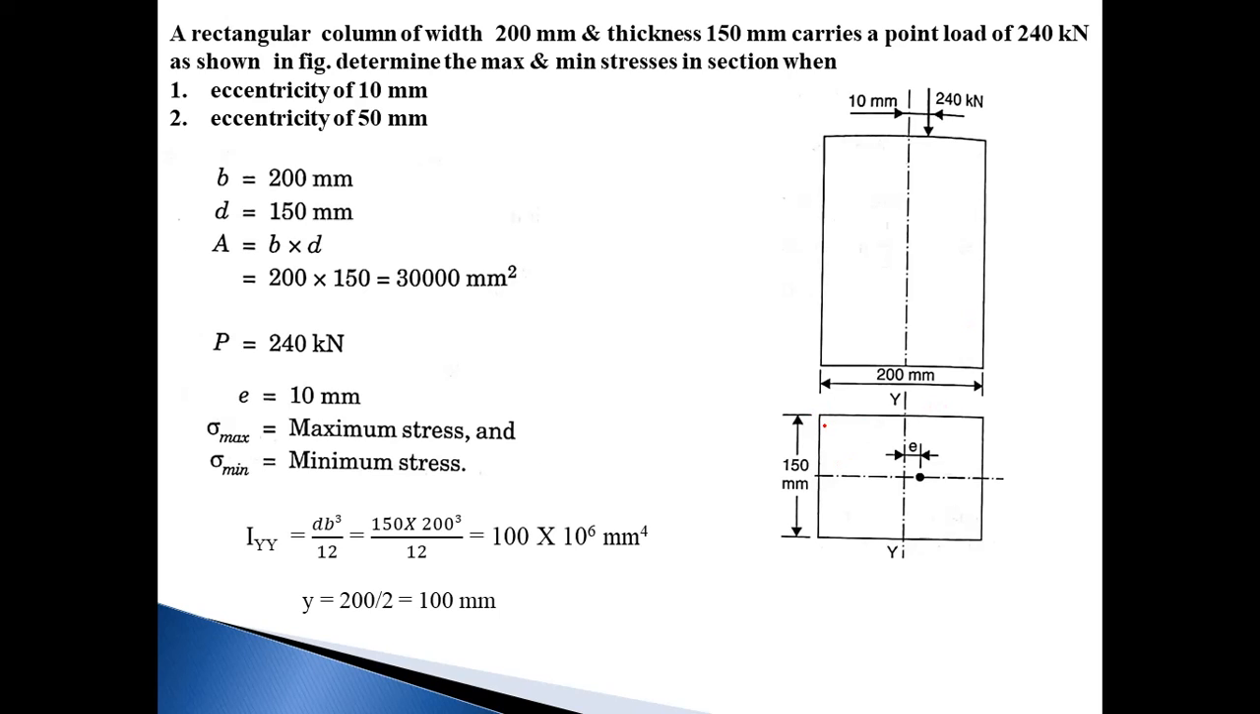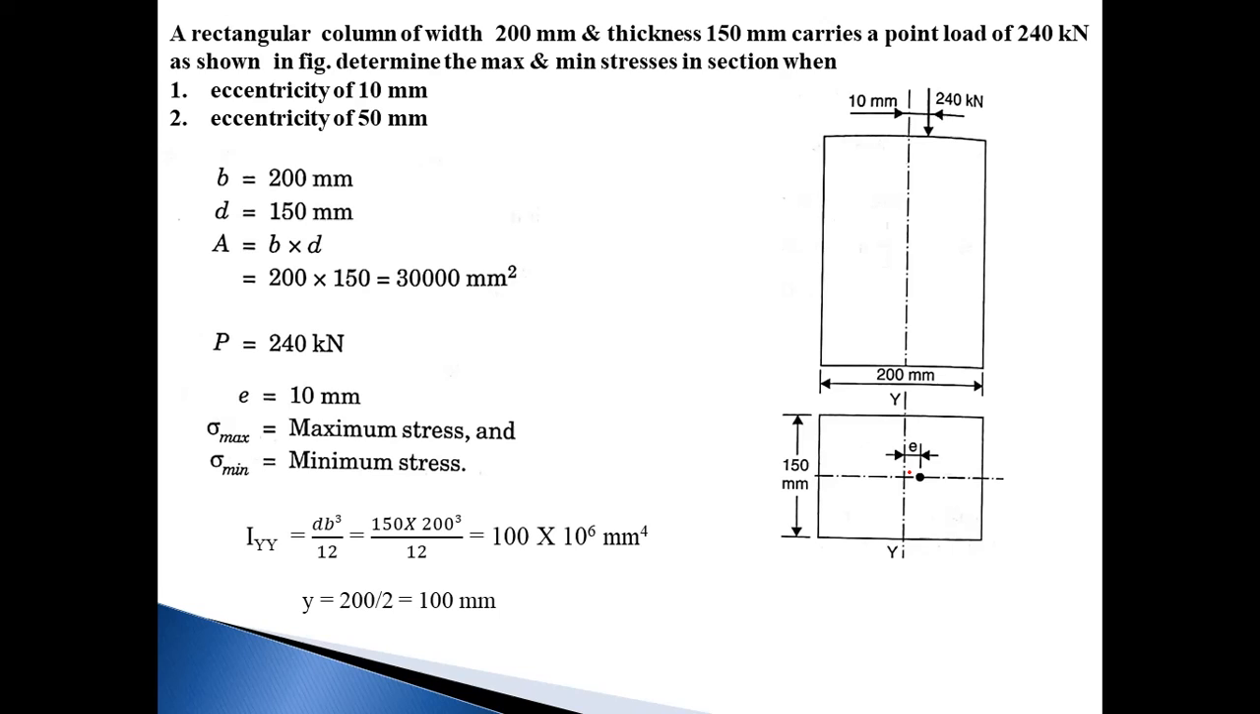So this is the section. Width of the section is 200 mm and depth of the section is 150 mm. A load acting is 240 kilonewton at an eccentricity of 10 mm. That is the first condition. We discuss the first condition. And that 10 mm is acting on this x-axis.